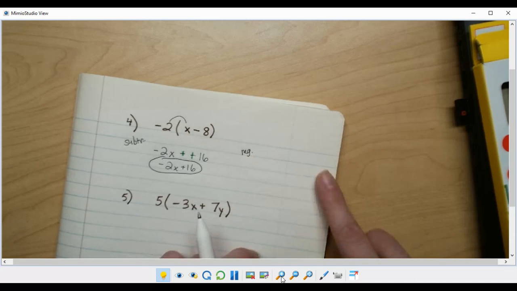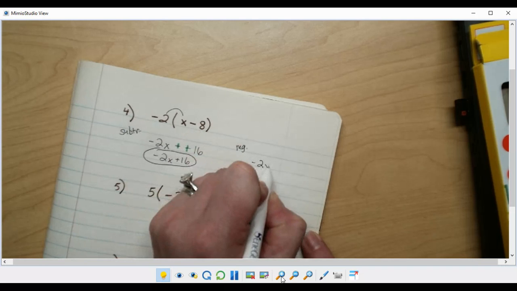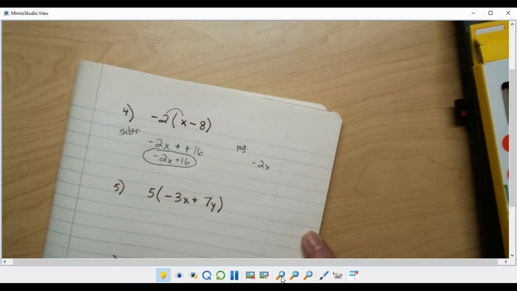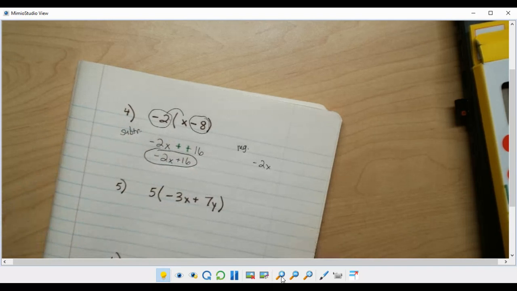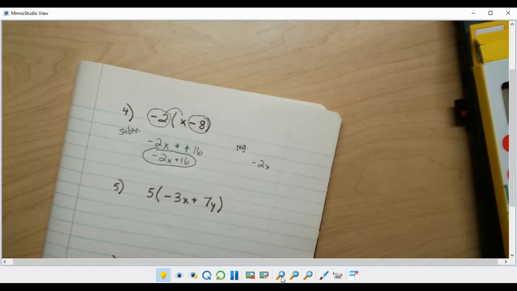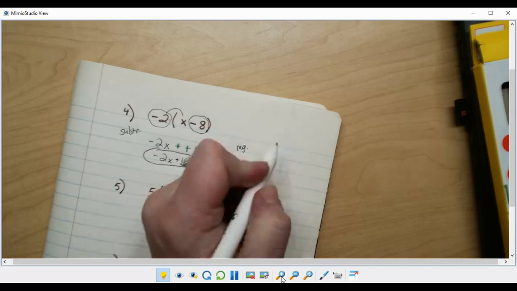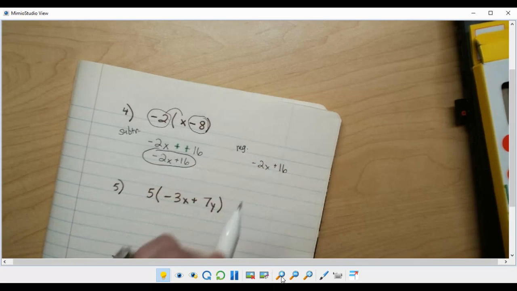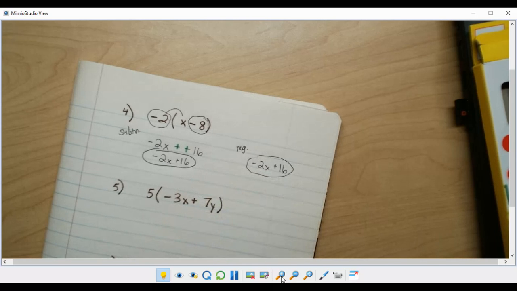Now, let's do this problem as if this was a negative sign. I'm still going to get that -2x in the beginning, but now I'm going to do -2 times -8. 2 times 8 is 16. There's 2 signs that go together, so that's a positive, which means this is positive 16. It's the same answer. It's a different way of thinking about it.